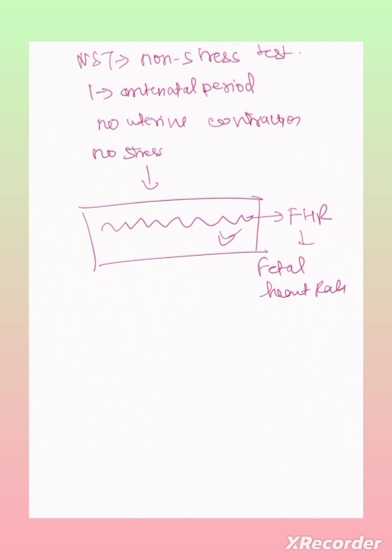If I'm going to do the same procedure at the time of labor, you know that uterine contractions are present, so the same procedure will now be called what? Cardiotocography. Okay, now the same procedure will be called cardiotocography, or we can also call it CTG.